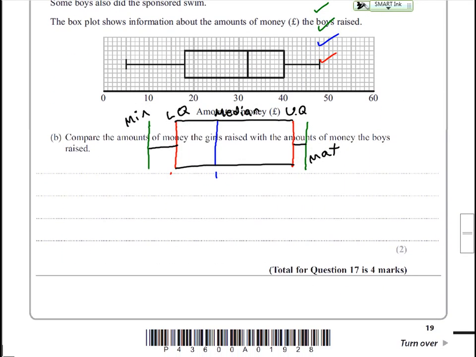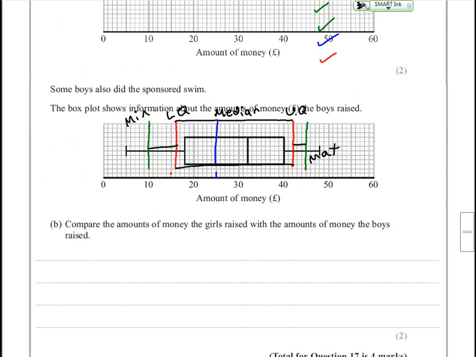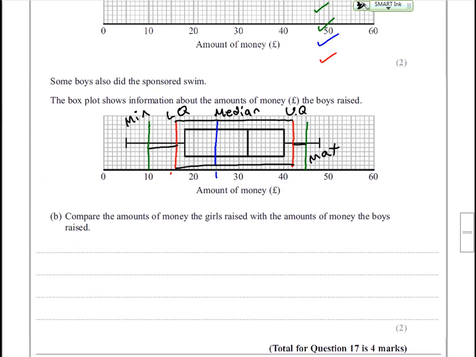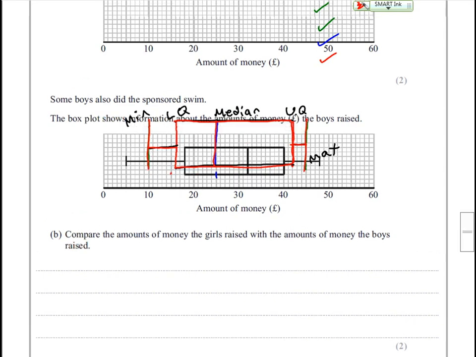Hopefully you can read this okay. Some boys also did a sponsored swim. Now, if we compare, we can put it directly on top. That might be quite useful, if you can see still what's going on. Make these black lines red so it's even clearer. Obviously, you don't have the pleasure of doing this in your exam. You can just compare one on top of the other.